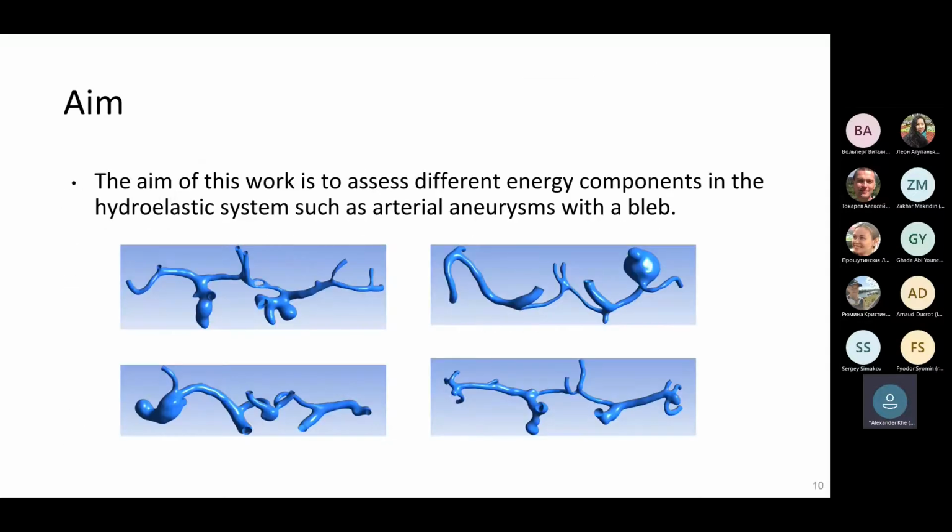So our aim is to assess different types of energies for such a hydroelastic system with applications to aneurysms, and we will also consider aneurysms with so-called blebs, which are small sub-aneurysms or secondary aneurysms growing on the main aneurysm.